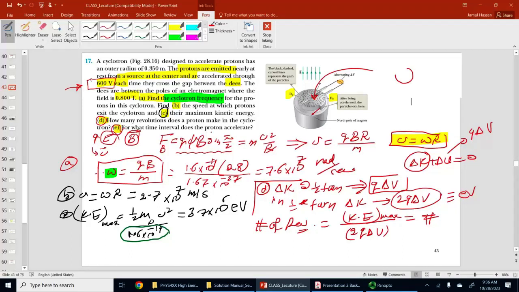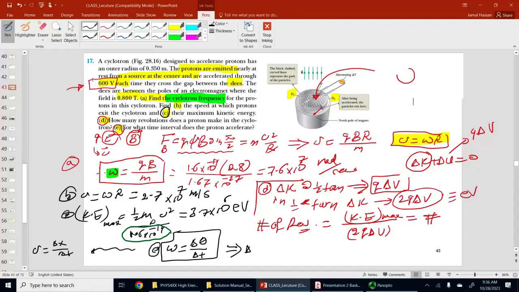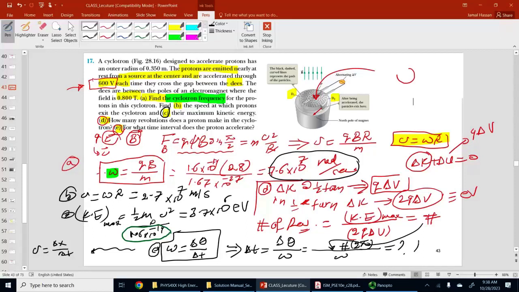For what time interval does the proton accelerate? For what time interval? Omega is delta theta divided by delta t, right? So that means delta t is equal to delta theta divided by omega. Find delta theta, basically, because we have the number of revolutions, right? In each turn, theta changed by 2 pi, so you need to multiply by 2 pi, because delta theta is in radian. And omega is an answer we got somewhere, I think part A, right? So this is omega. Okay, so you will find the time in seconds.